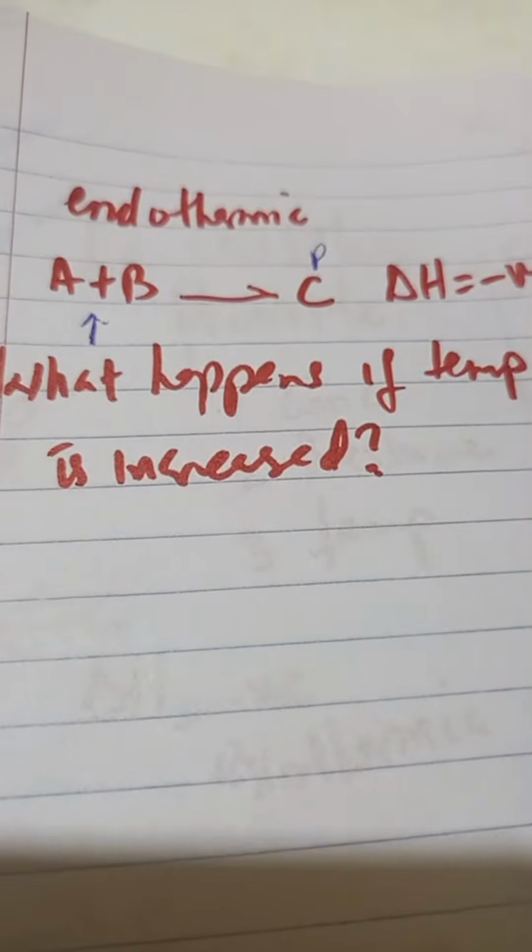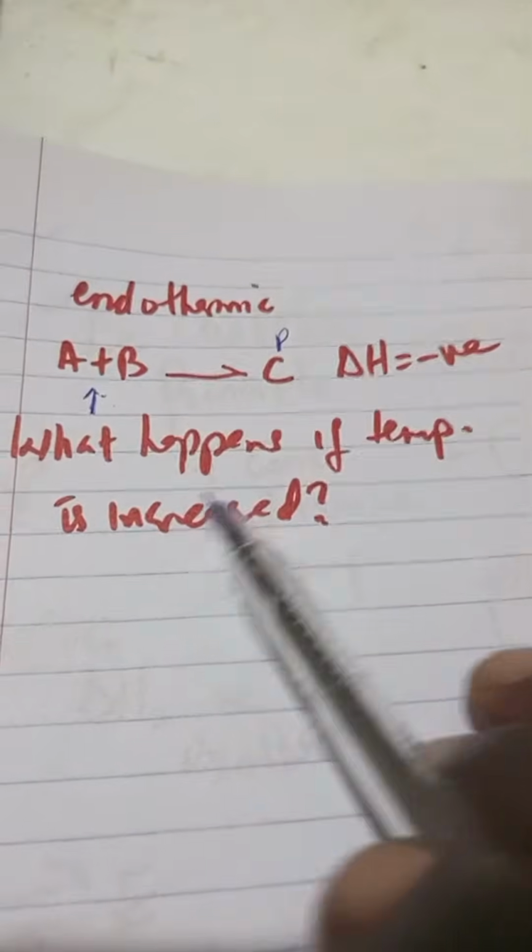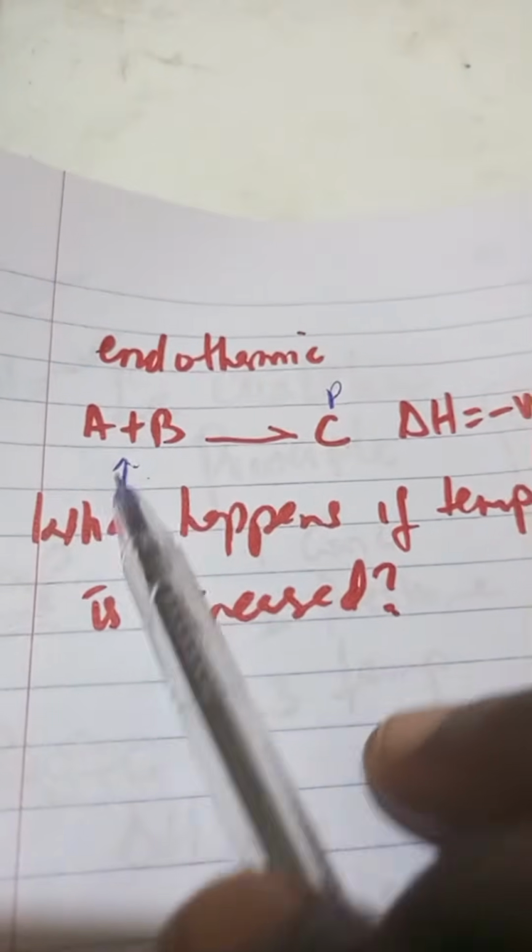That reaction is endothermic because it needs heat to occur. But later, everything will not be hot. Because it needs heat to occur, if you now increase the heat of the surrounding, like you put in more heat, this reaction needs heat. You now put in more heat, what will happen? That means it will favor the forward direction.